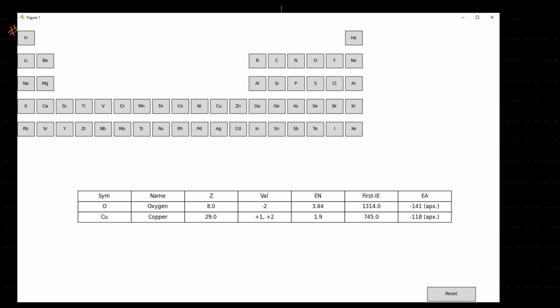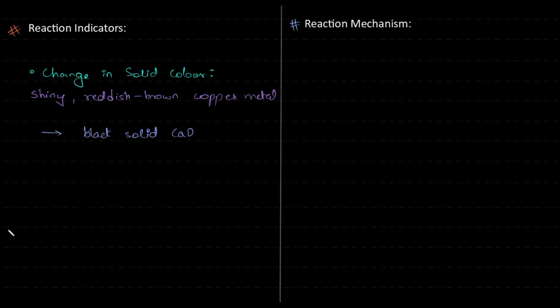So looking at this set of values, we can guess that it is an ionic bond, but with some bit of covalent characteristics as well. Sorry, this is Cu, not Ca. So we have Cu, which is metallic in this case, a metallic bond.